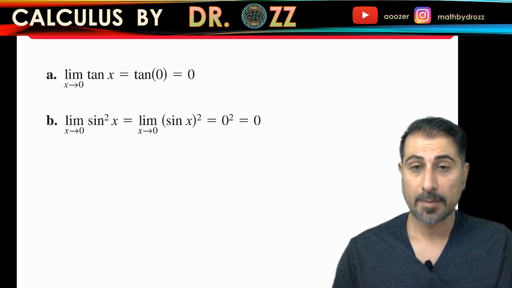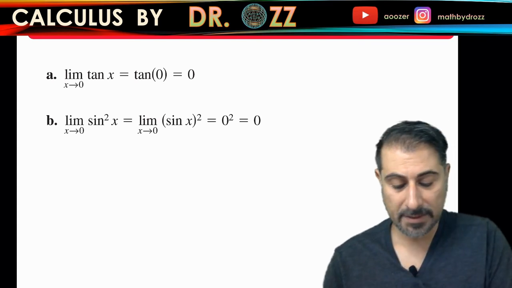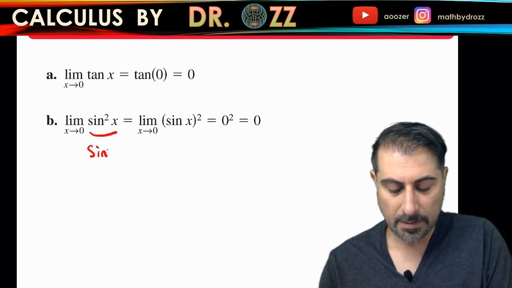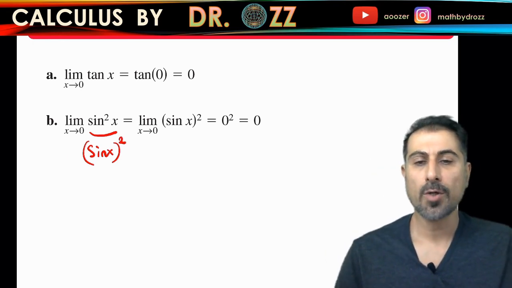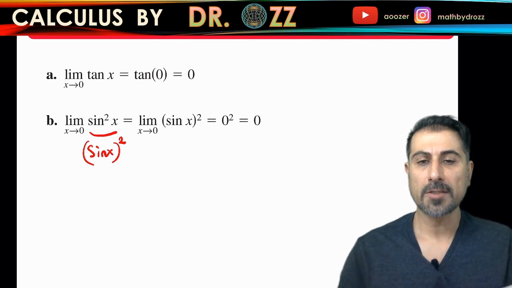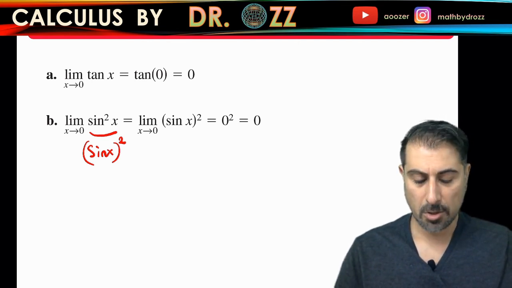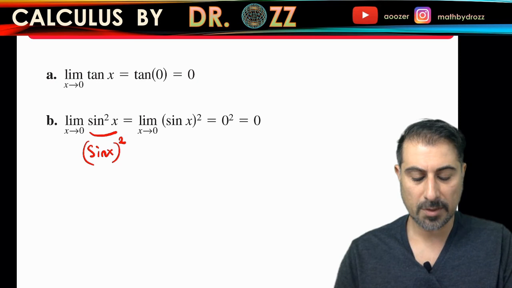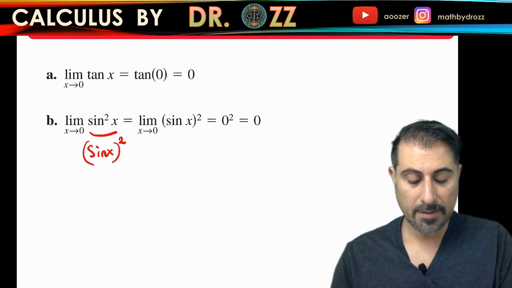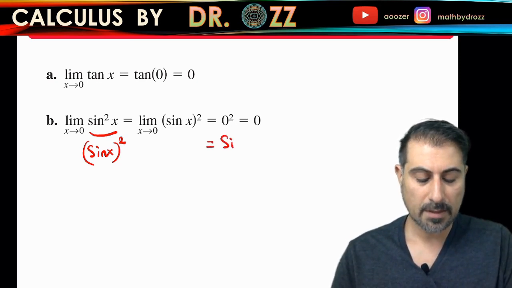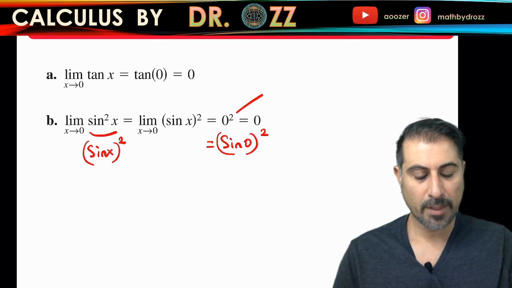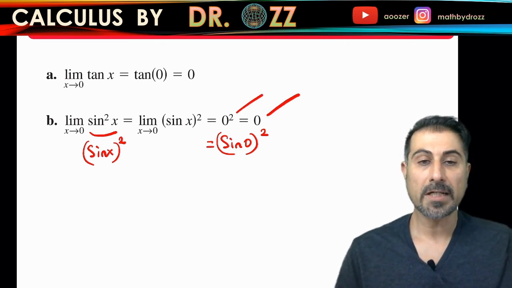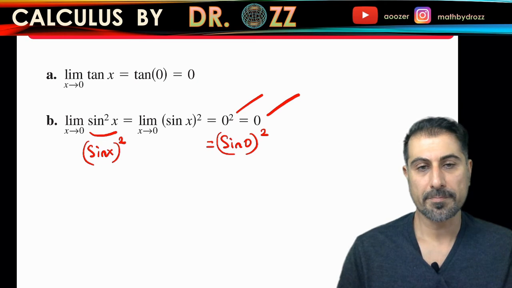All right, the next example is the limit of sine squared x. In other words, this is sine x quantity squared, and we know that 0 is in the domain of the sine function because the domain of sine is all real numbers. So all we're going to do here is substitute 0 for x so that this becomes sine of 0 quantity squared, but sine of 0 is equal to 0. So this is 0 squared, and therefore the limit value is equal to 0.